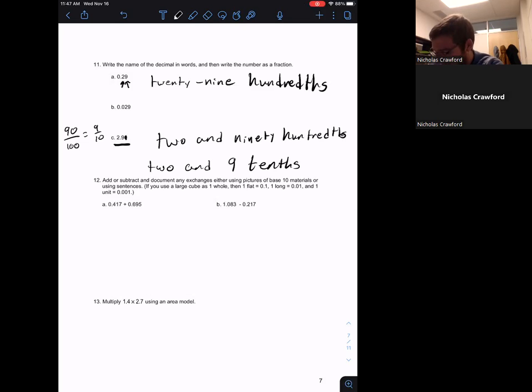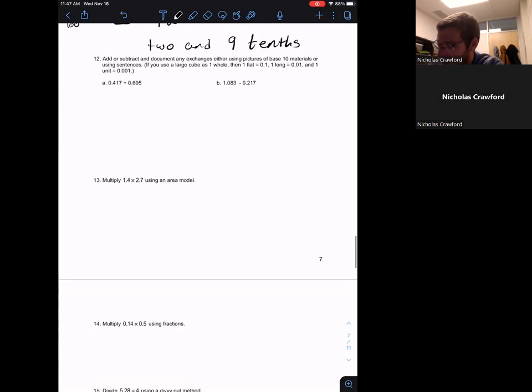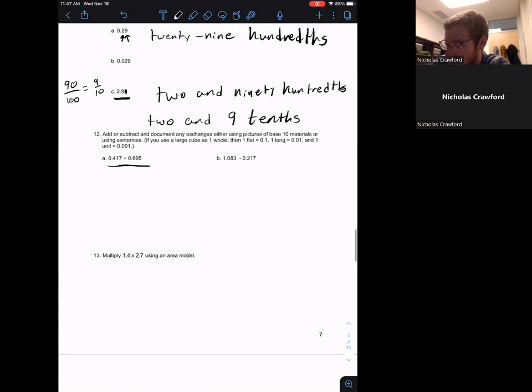Okay. So moving on again, right? We can do some exchanges with base 10 materials. That's something else we did. So let's try this one here. Okay. So it says a cube is a whole, a flat is 0.1, a long is 0.01, and a unit is 0.001.